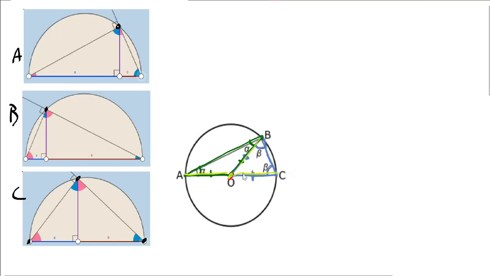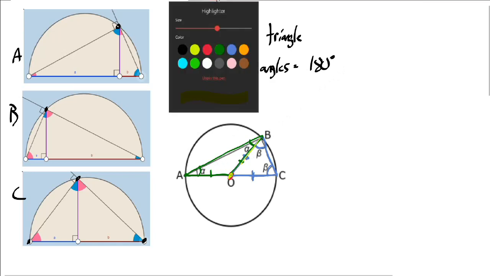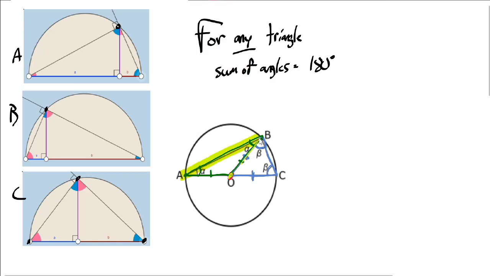So if we look at that again, we know for any triangle, the sum of all the angles is 180 degrees. We know that. In this big triangle, I'm going to highlight it maybe here in yellow. The big triangle, we know that those angles all have to add up to 180. And we also know that for the green triangle, they have to add up to 180. And for the blue triangle, they have to add up to 180.